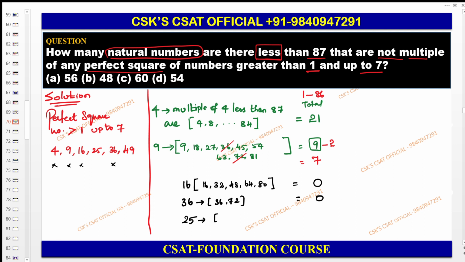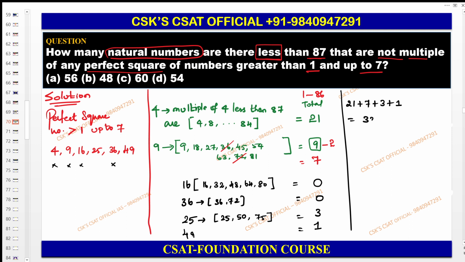So 25 means what? 25, 50, 75. So therefore 3. Now the next thing is still 49. Okay, 49, only 1 will be there. Now add everything. So what are the things we need to add? 21 plus 7 plus 3 plus 1. Right, how many such are there? 32. Okay. Now listen carefully.